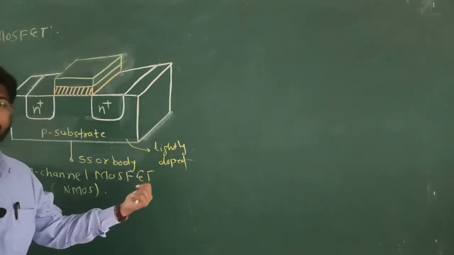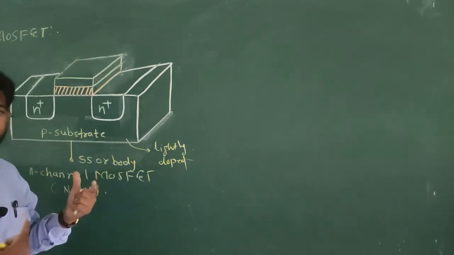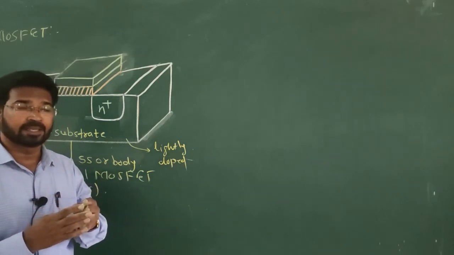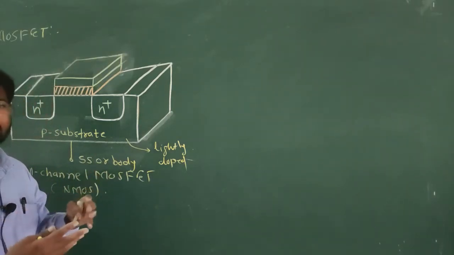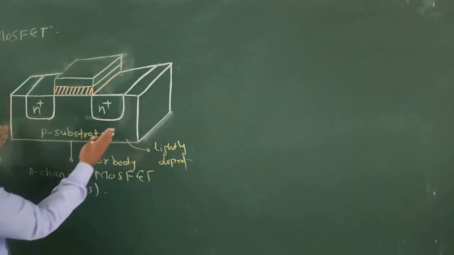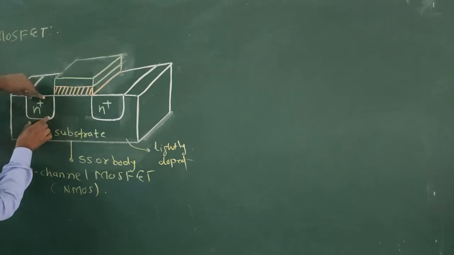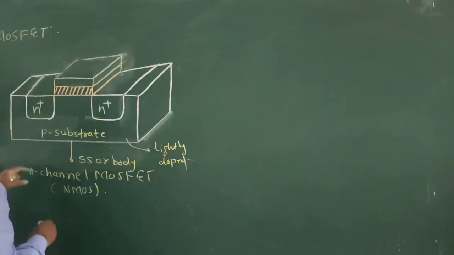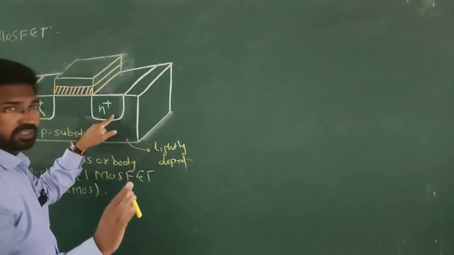Now, what is the meaning of this? As it is lightly doped and it is P type semiconductor, the majority charge carriers are holes and electrons are minority charge carriers in the structure. This whole structure is P type substrate. Now, see N plus semiconductor is deposited here, 2 N plus regions. One region constitutes the source and the second region constitutes the drain.